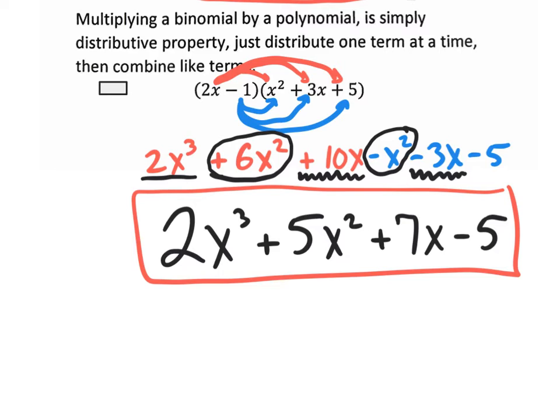Cubic polynomial. Excellent. Cubic polynomial. Highest exponent is 3. The degree is 3. That's cubic. And there's many terms right here. There's 4 terms, which is a polynomial.